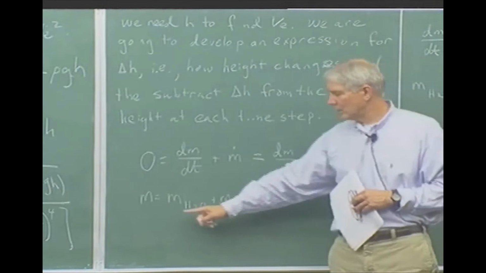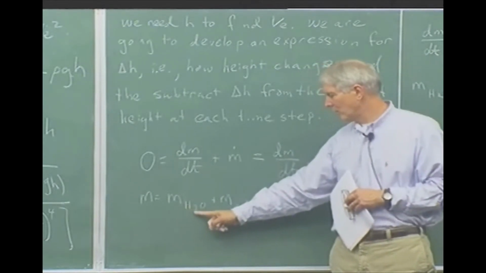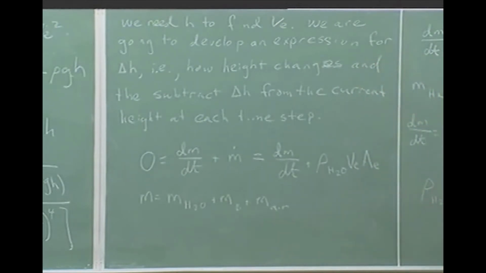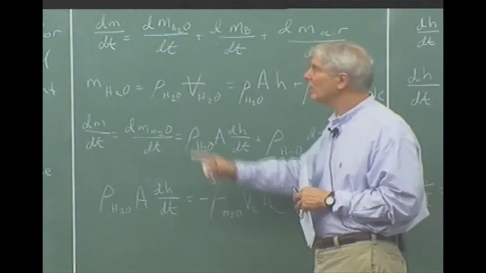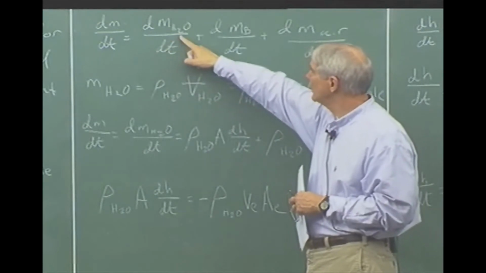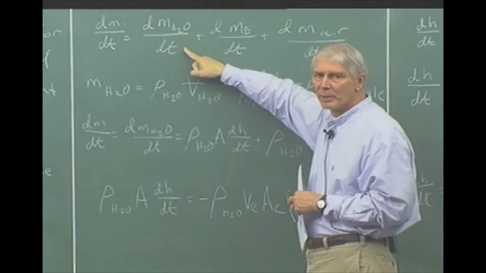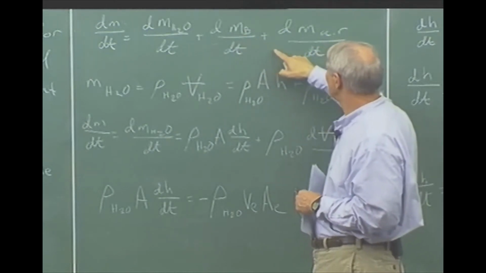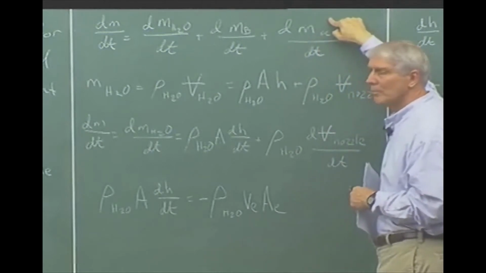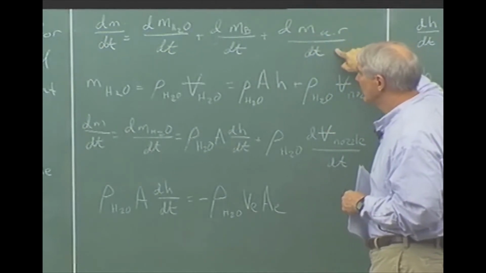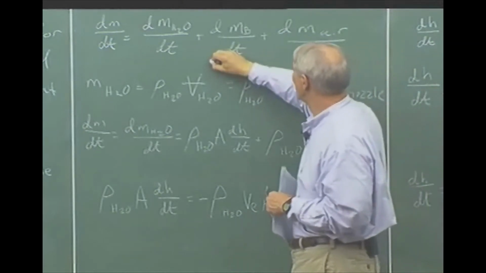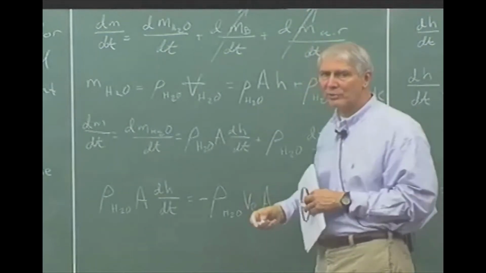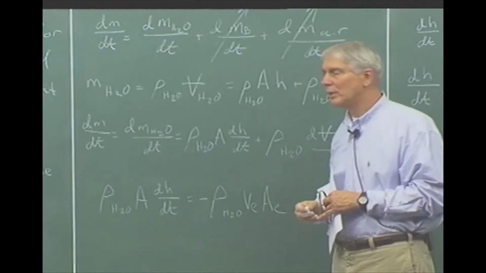The mass inside the bottle is the mass of the water plus the mass of the bottle plus the mass of the air. So we take the derivative to get dm/dt, and we have d mass of the H2O with respect to time plus d mass of the bottle with respect to time, and then d mass of the air with respect to time. Okay, well, the only one that's not zero here: the bottle is not changing its mass, and the air is trapped inside the bottle, so its mass is not changing. The only mass that's changing is the mass of the water.